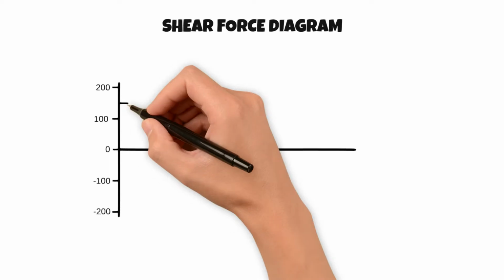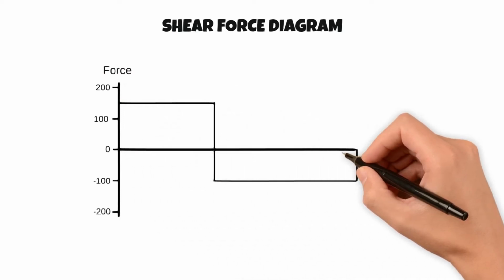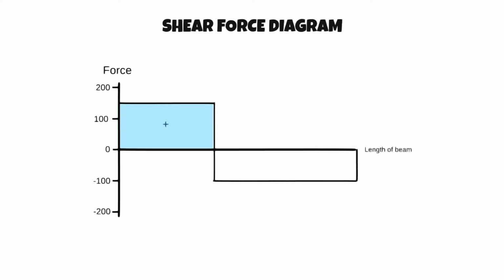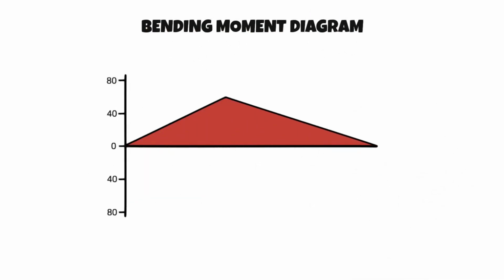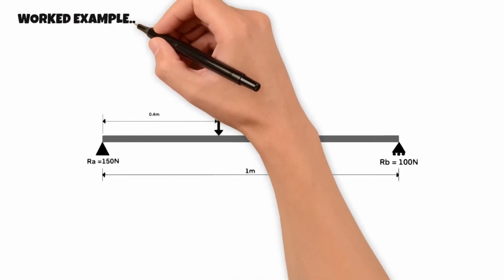The shear force diagram shows the variation of the shear force along the length of the beam. The vertical axis represents the magnitude of the shear force, and the horizontal axis represents the length of the beam. The diagram is typically shown with the positive values of shear force above the horizontal axis and negative values below the axis. The bending moment diagram shows the variation of the bending moment along the length of the beam. The vertical axis represents the magnitude of the bending moment, and the horizontal axis represents the length of the beam. Again, the diagram is typically shown with the positive values of bending moment above the horizontal axis and negative values below the axis.